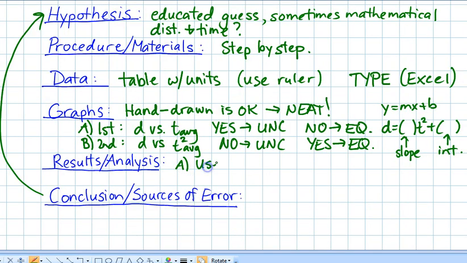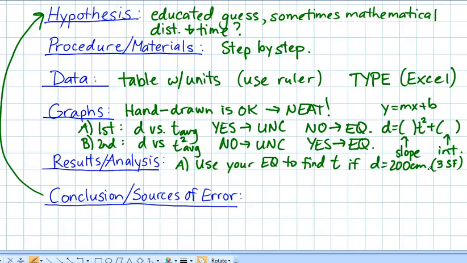Number one, I want you to use your equation to find the time if the distance was equal to 200 centimeters. You can pretend like that has 3 sig figs because I said so. Okay, so use your equation that you came up with. Plug in 200 centimeters for distance and see if you can calculate the time that it should take. So this is known as extrapolating. We can't actually test 200 based on what we have in the lab.